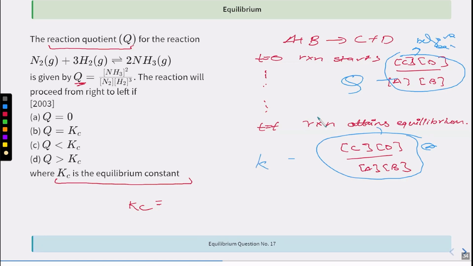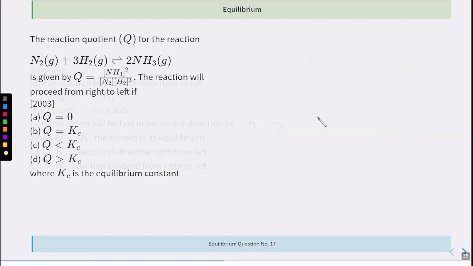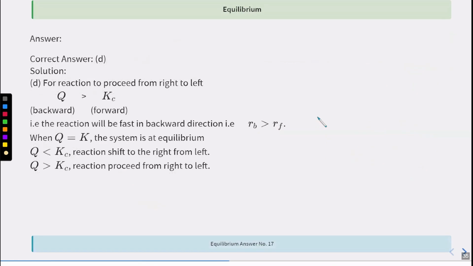So now what they are telling is, when will this reaction start moving from right to left, meaning in the backward direction? So there has to be a state where this reaction starts moving from left to right. And that is exactly what we have to find out. Okay. So I hope that is correct.